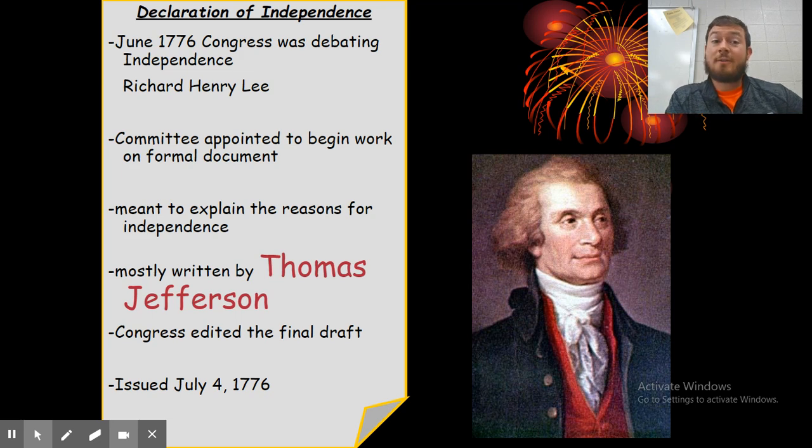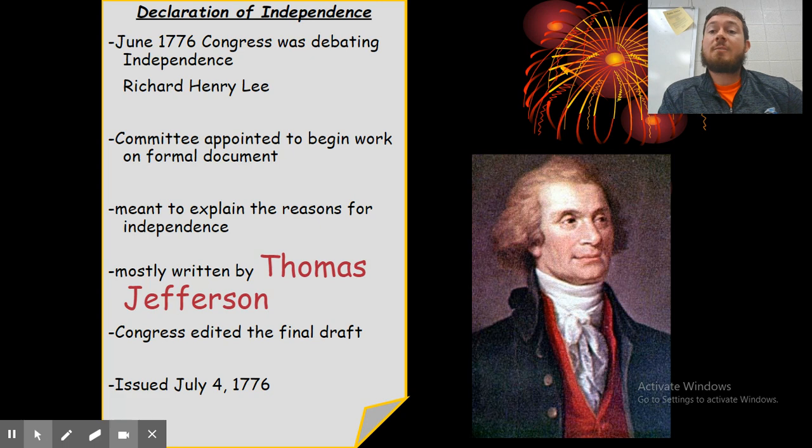Okay, so the Declaration of Independence. In June of 1776, Congress was debating independence. Richard Henry Lee kind of convinces them to go for it. There's a committee appointed to begin working on a formal document. This document was meant to explain the reasons for independence.